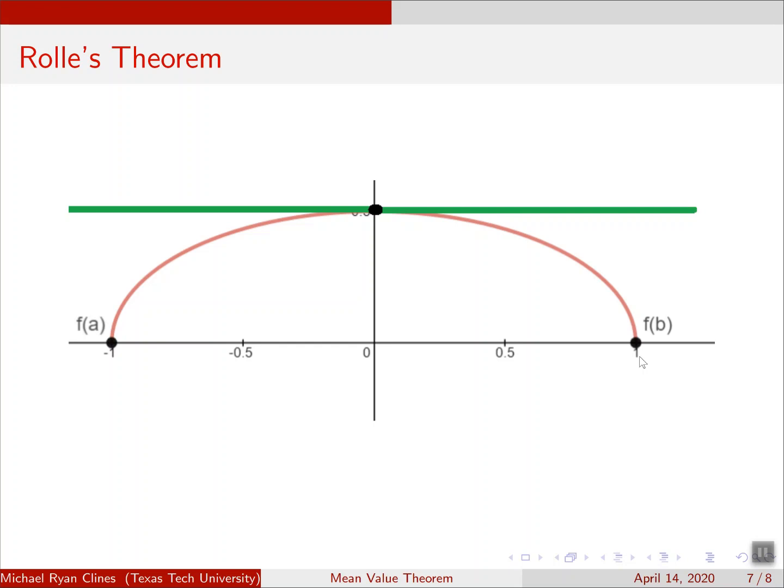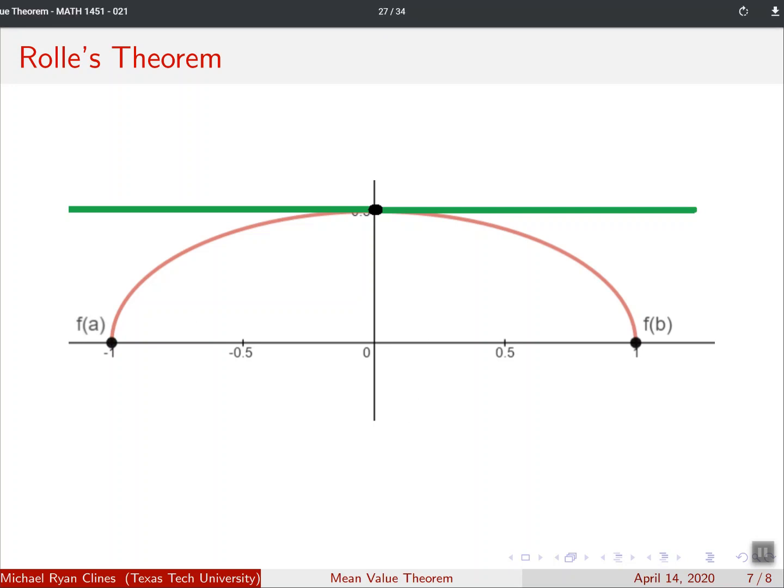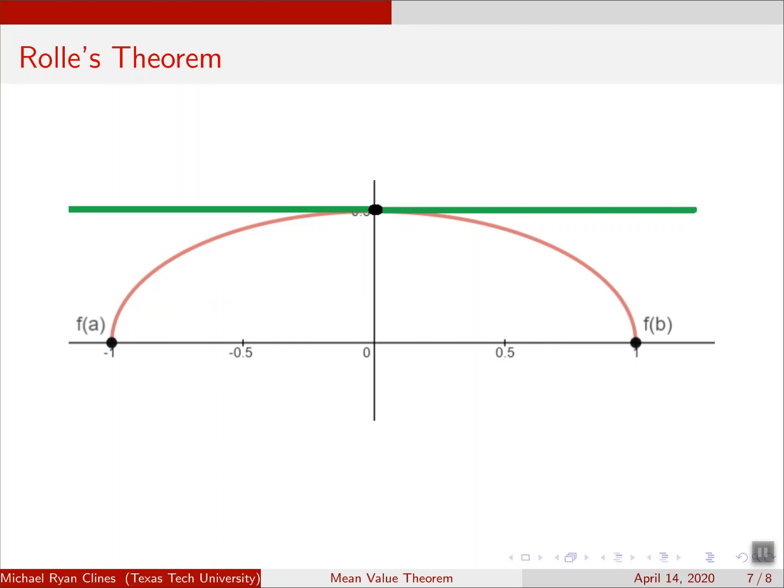Now think back to the last section with the absolute maximums and absolute minimums. They occurred at places where you have a horizontal tangent line, where the function flattens out. Now, if you end up where you started, think about this in terms of real life. Suppose you're in a room and you start at the door, you walk around, and you end up back at the door. That means at some point you had to turn around.